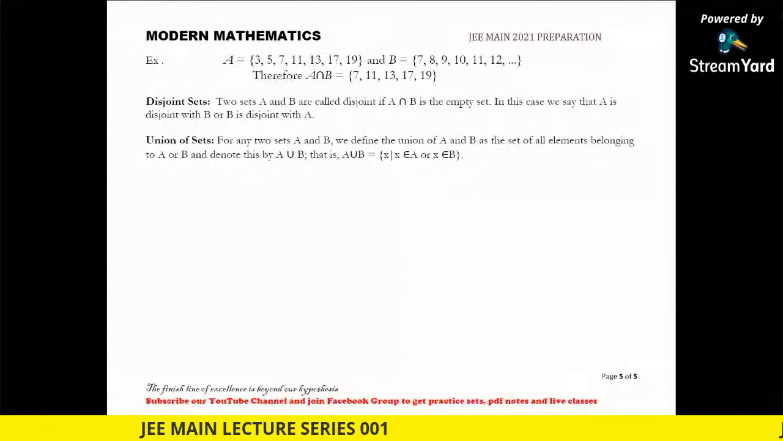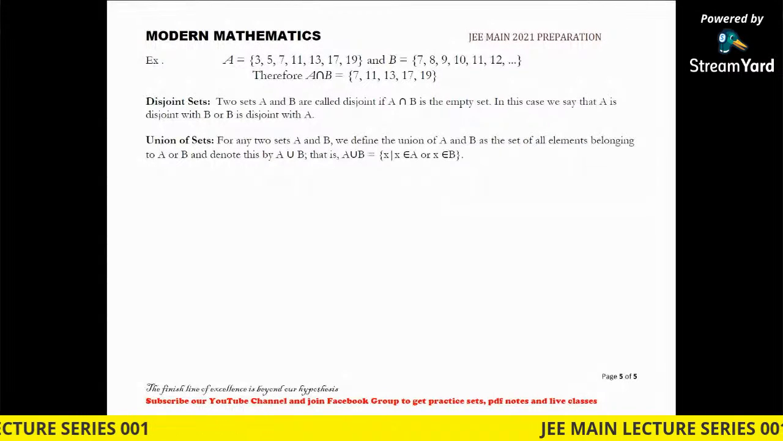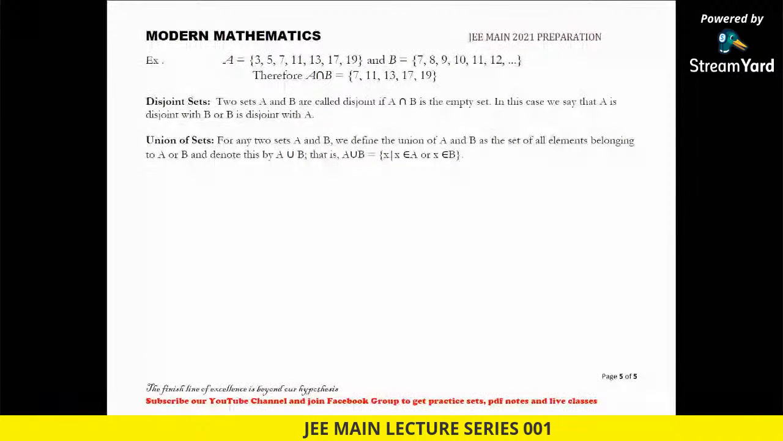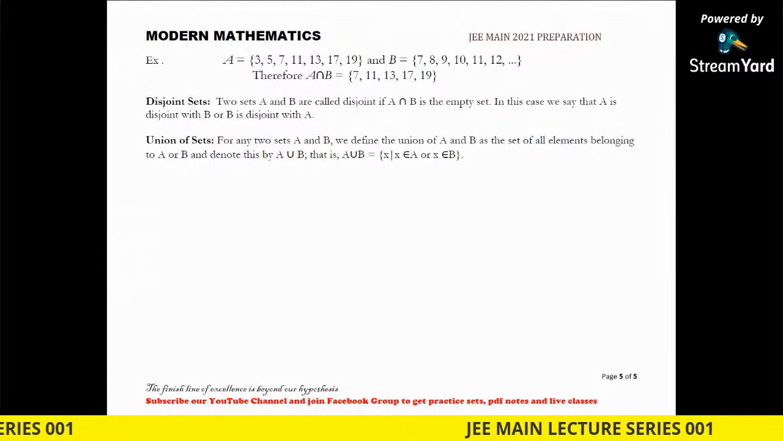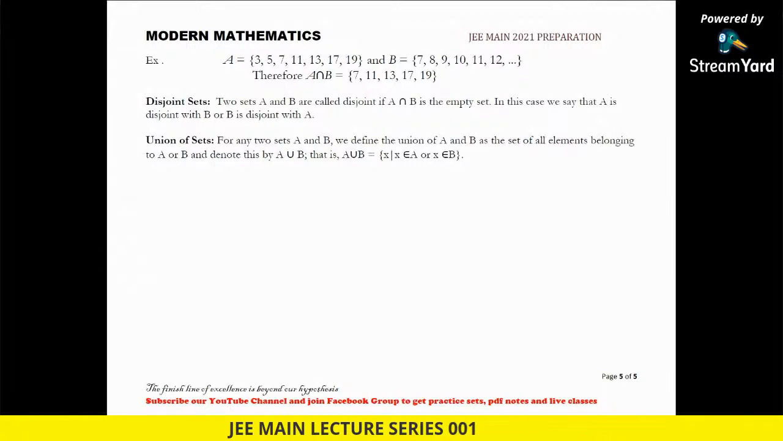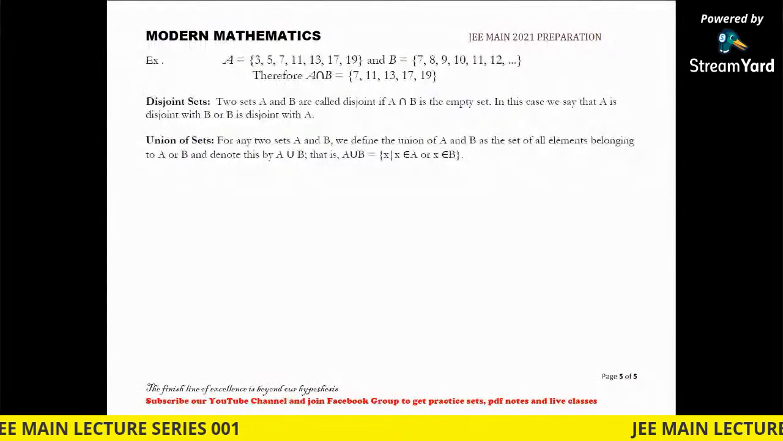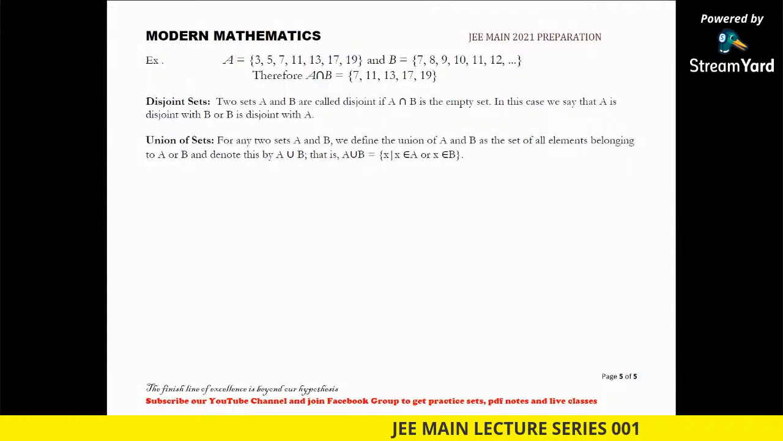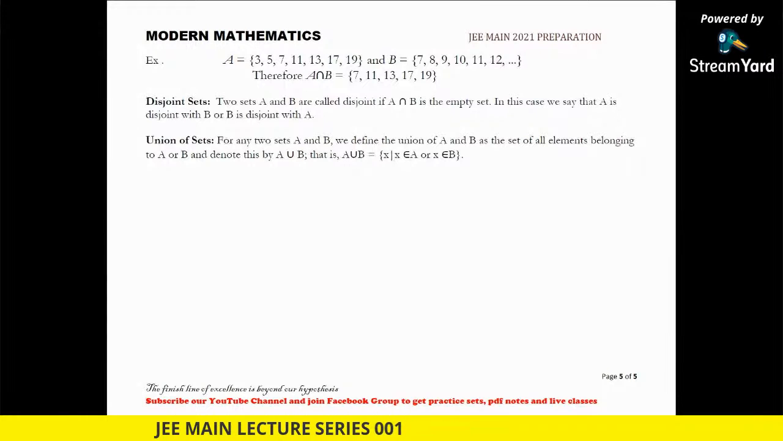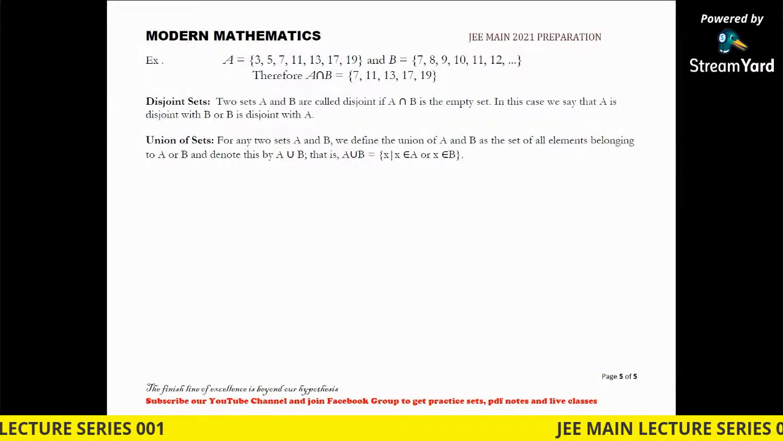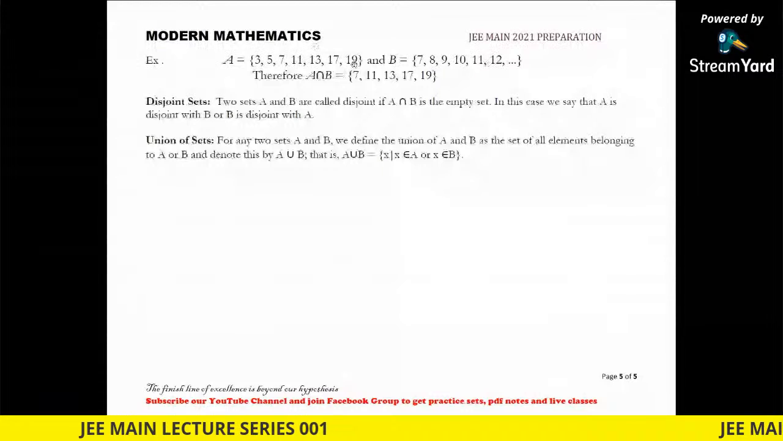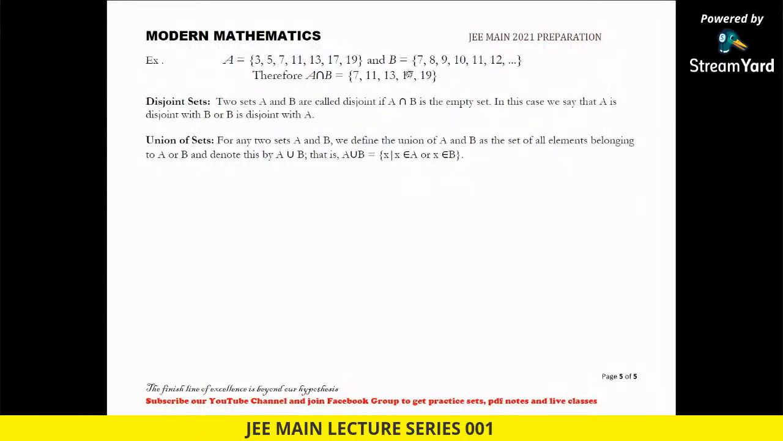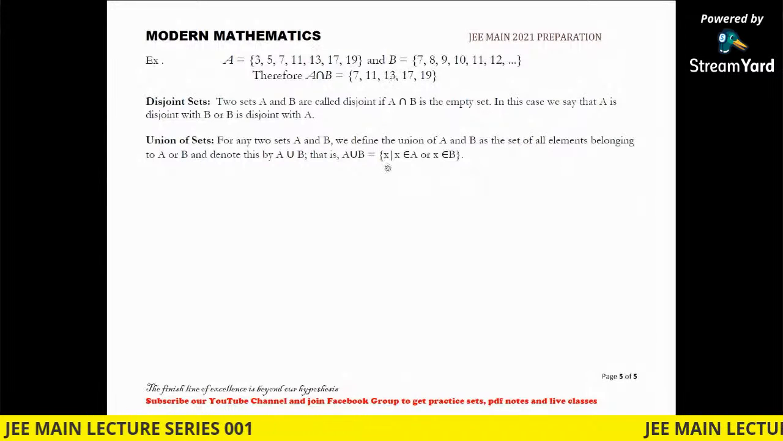The next operation is the union of sets. The union is the collection of all elements of A and B, but the common elements of these two sets are taken only one time. In this example, the elements 7, 11, 13, 17, 19 are taken one time.